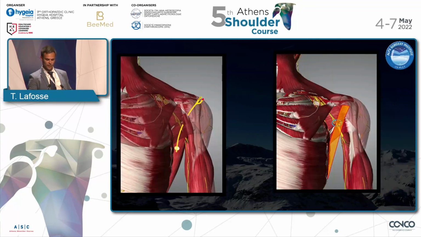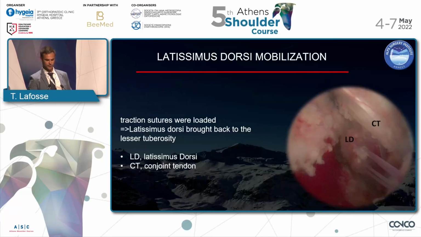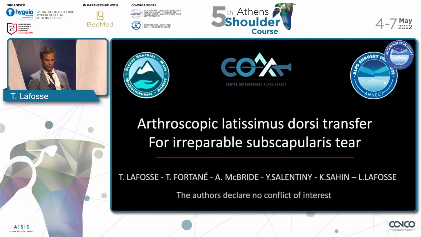So I will quickly go to a video, but maybe this is important because you have to think about the nerves, typically the radial nerve and the axillary nerve, when you're going to bring the latissimus from its very inferior insertion at the inferior part of the lesser tuberosity to higher on the lesser tuberosity. So this is an important aspect also, as I was telling you before. You have to release it from the tip of the scapula. And those images are taken from a video that I will show you right now.